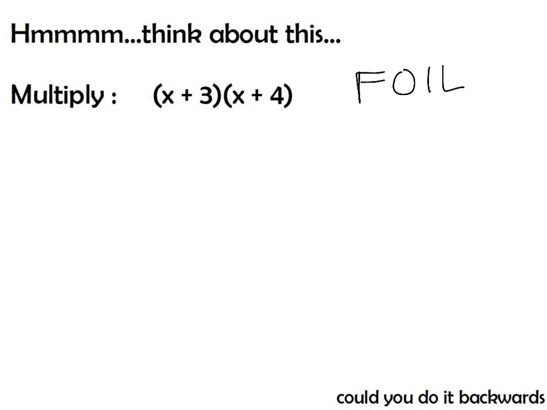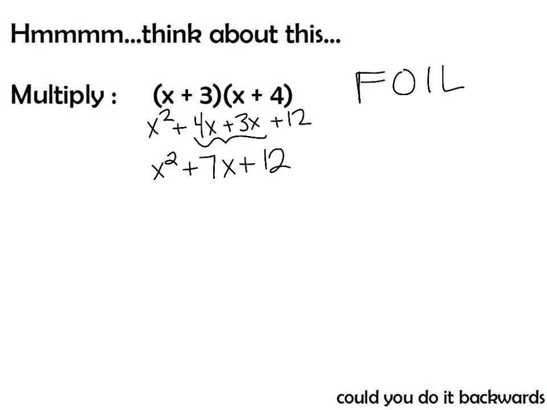So the first is x times x. The outer is x times 4. The inner is 3 times x. Last is 3 times 4. And then what typically happens is these two terms are like terms that get added together. So now I'm at x squared plus 7x plus 12. All right, so that's what you've done, and we've probably even done a little bit of that here in geometry, but our goal today is to factor.